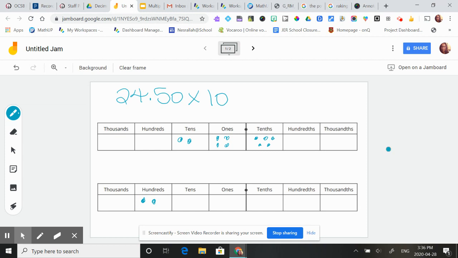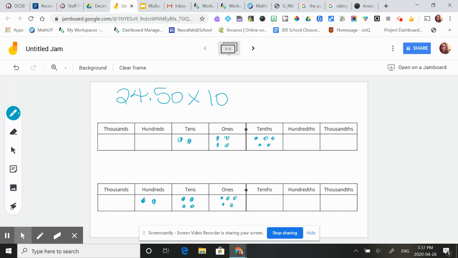So let's look at our ones. We have 4 ones times 10, which would mean we have 40 ones. So I'm going to put them 40 ones is the same as 4 tens. Let's look at the tenths. We had 5 tenths, times that by 10, and I would end up with 50 tenths, which is the same as 5 ones.